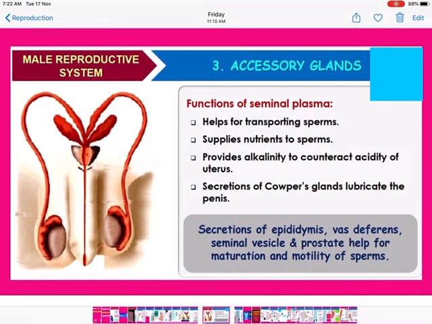What is the role of seminal plasma? Function of seminal plasma. First, it helps for transporting sperms. Second, it supplies nutrients to the sperms. Third, it provides alkalinity to counteract acidity of uterus. As the fluid in the uterus is acidic in nature, when the sperms enter there, the seminal plasma provides alkalinity to counteract this acidic nature of the uterus. Next, secretions of Cowper's gland lubricate the penis.